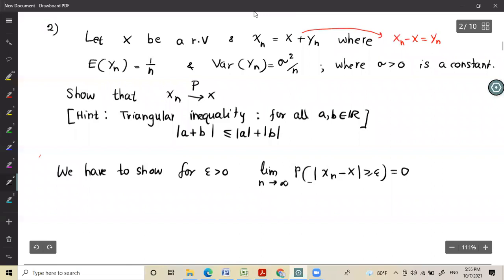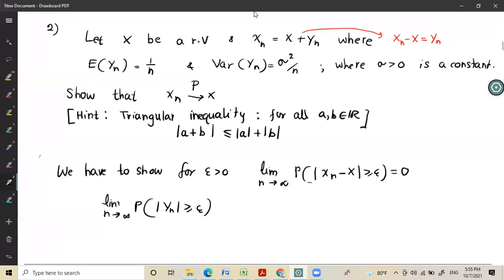So rather than writing this whole xn minus x, you can write the limit as n goes to infinity of the probability of the absolute value of yn greater than or equal to epsilon. Now here you can't omit the absolute value. We do not know anything about yn. What is the support of yn? It's not given. We do not even know the distribution. So you have to keep the absolute value. You have to show that this limit goes to 0.